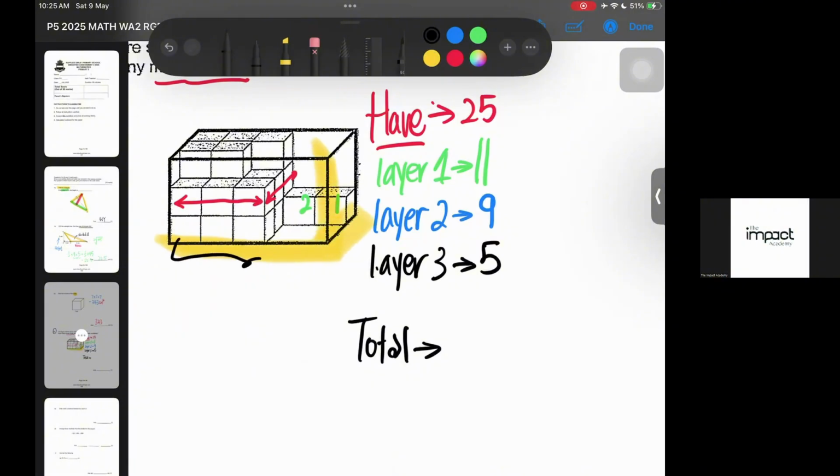So maybe can I get whoever is wearing yellow to tell me, what does this mean? What does this mean? How many on the length? 5, 4, 3, 2, 1. How many on the length? Total. Very good. I can put 5. You understand what I'm trying to say?